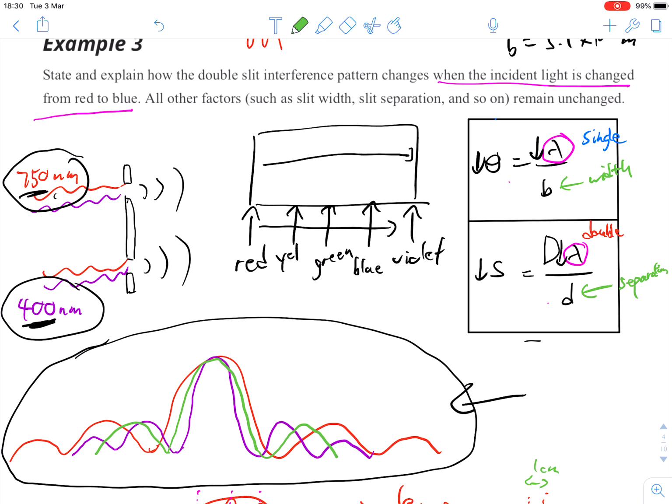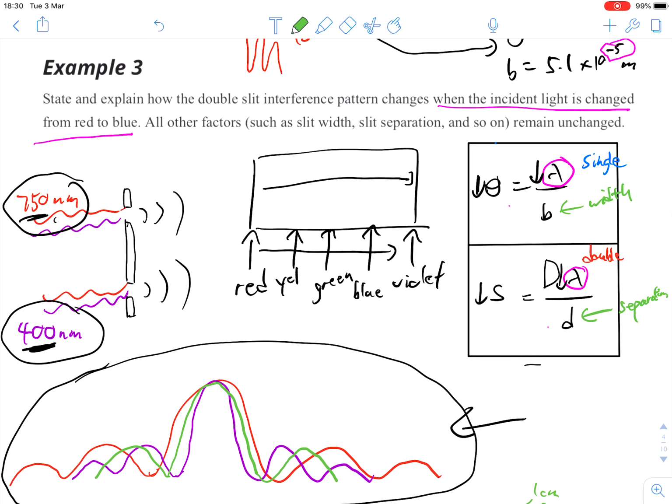Okay. So that's example number 3 explained, and that is the end of the tutorial for chapter 9.3.2. Hope you guys got all of that. If you didn't, I totally get it. There's a lot of information, very challenging. Let me know if you maybe need a follow-up video on this unit. Okay, thank you guys. See you guys next time.